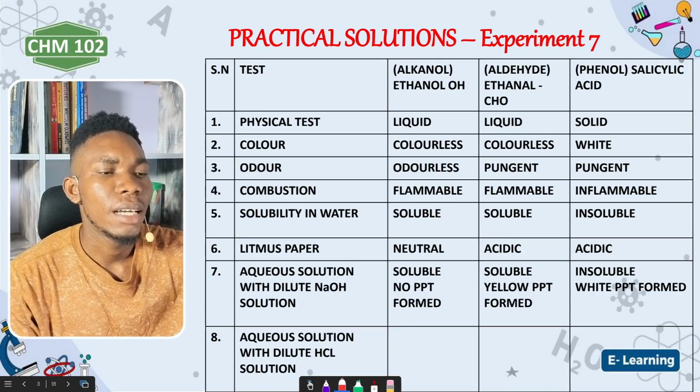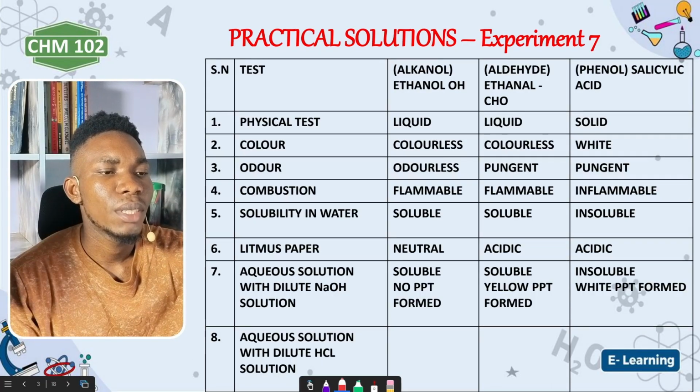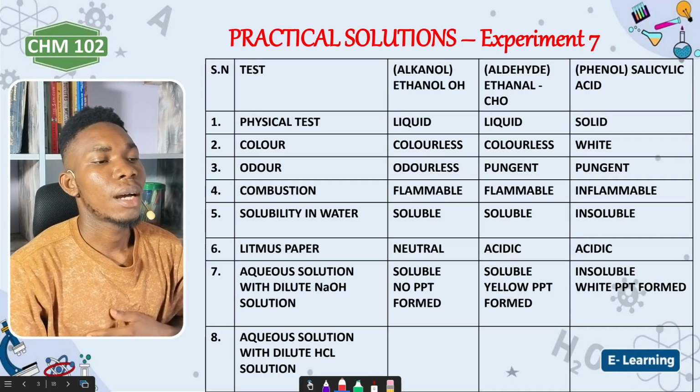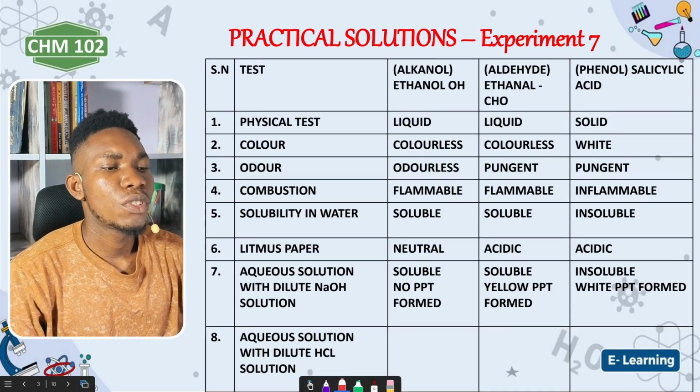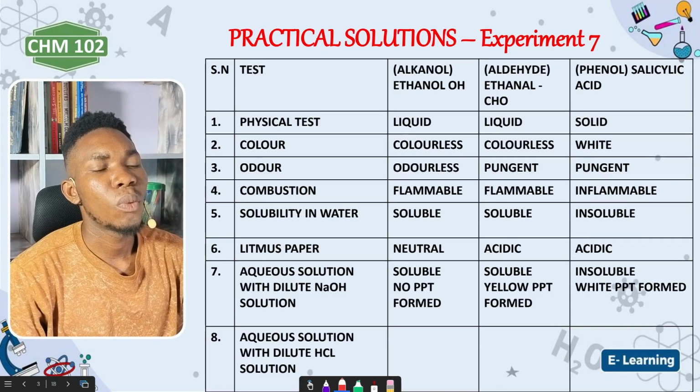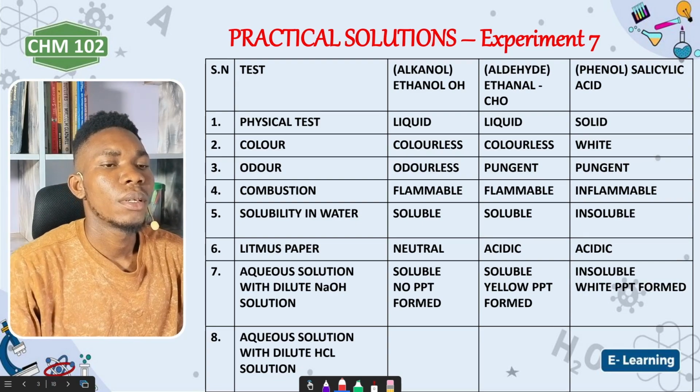All right. Then for litmus paper: neutral, this one; ethanol is acidic. Salicylic acid, of course, is an acid, so you expect it to be acidic. Aqueous solution with dilute sodium hydroxide: soluble, no precipitate formed; soluble, yellow precipitate formed; insoluble, white precipitate formed. All right.